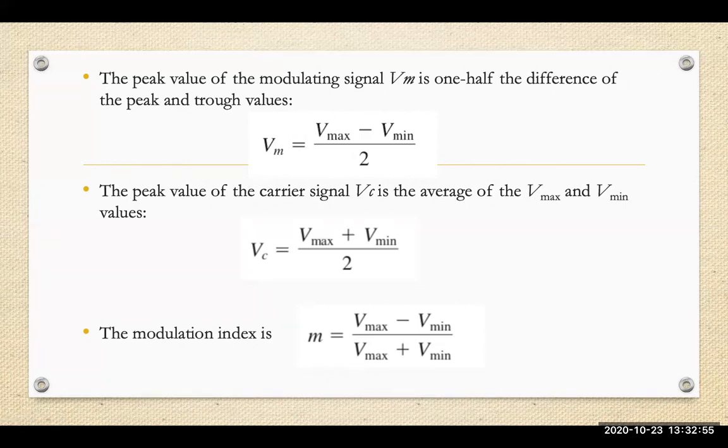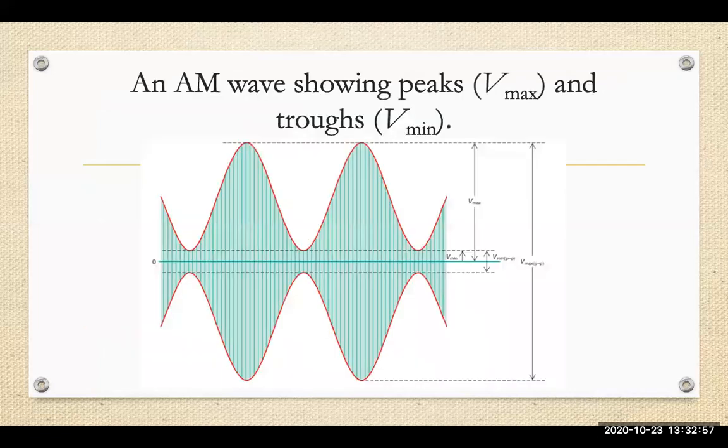Okay, so as you can see here, balikan natin yung figure dito. Nakita nyo, di ba, yung Vmax? Di ba, yun yung peak value ng ating signal. Ito ay peak value during the modulation. Tapos yung Vmin naman is the lowest value or the trough of the modulated wave.